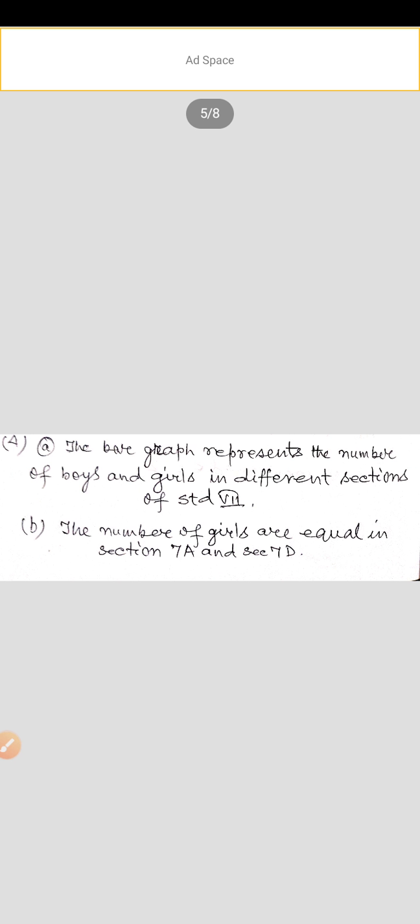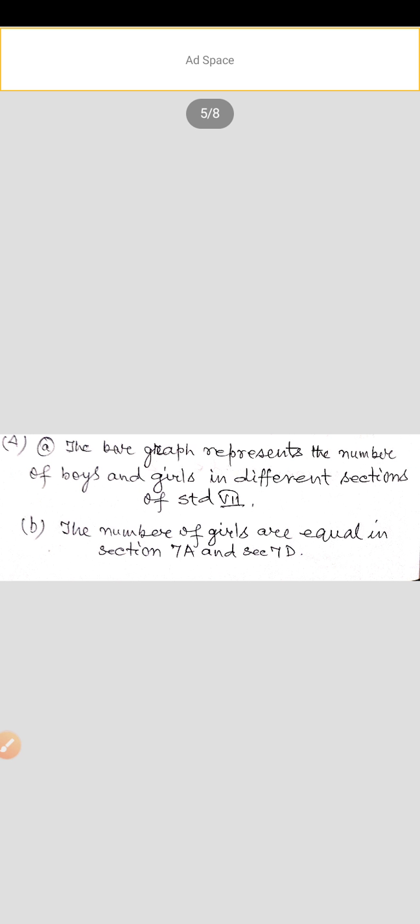Question number 4, you have been given the bar graph, and now solve the answers to the following questions. What does the bar graph represent? In question number 4, the bar graph represents the number of boys and girls in different sections of standard 7.